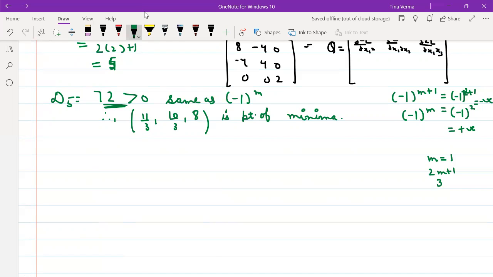If it is forming a sign of minus 1 raised to m plus 1 initially, then changes alternately, that means that is the point of your maxima. Otherwise, if you have the sign remaining minus 1 raised to the power m, you have a point of minima. Clear? Okay, thank you.